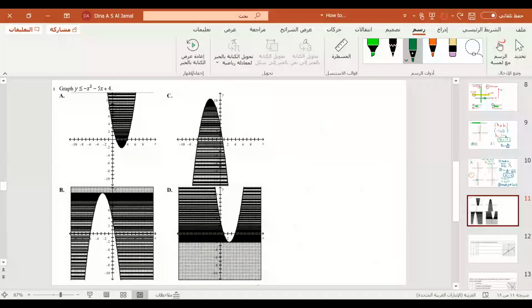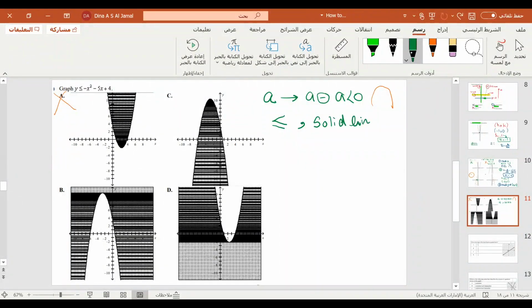Now let's go to this question. Here you are having inequality. So again, you will be focusing on the A value. Here you are having A negative, which is less than 0. That means your graph of the quadratic should be down. That means from the beginning, cancel A. Other than this, you are having less than or equal. That means you are having solid line. And the shaded area should be below, since it is less than or equal.